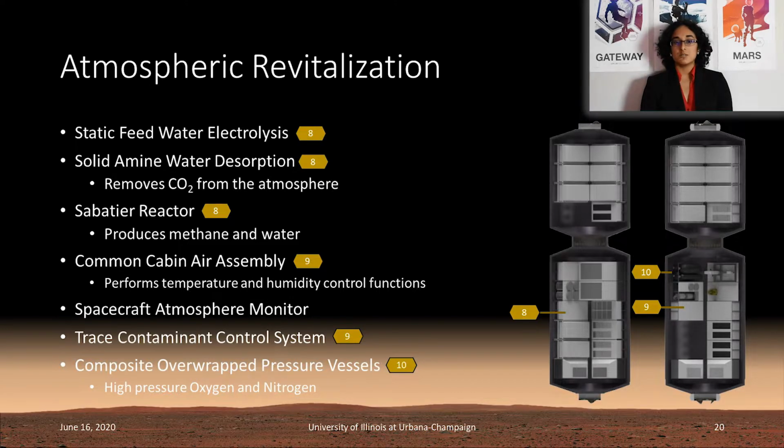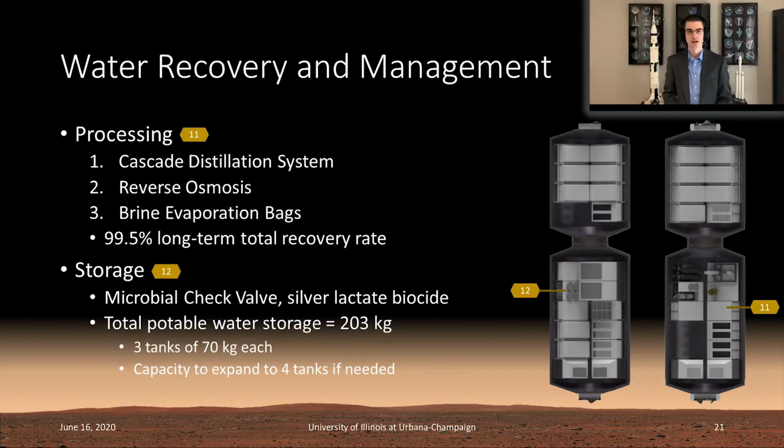This means only 0.569 kilograms of water are needed to produce 1 kilogram of oxygen, while the methane produced is used to run fuel cells on board the vehicle. The trade study for the Water Recovery and Management System identified two primary competing systems.